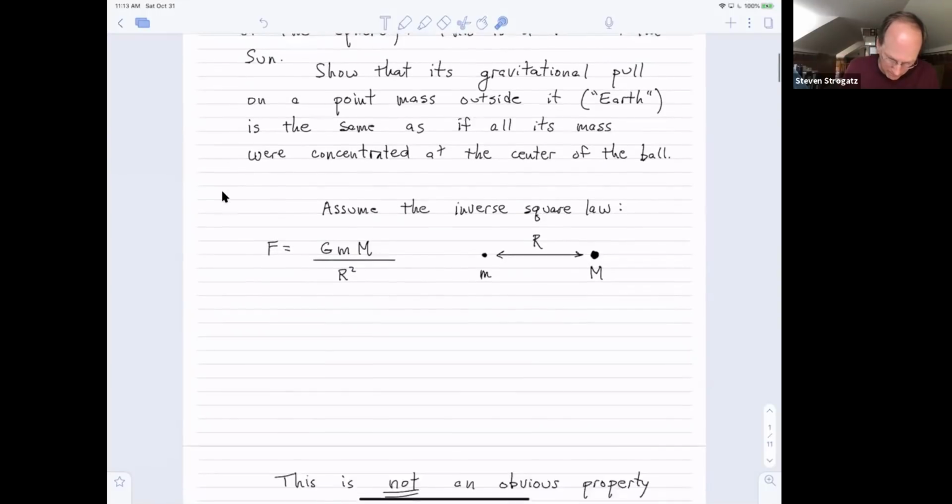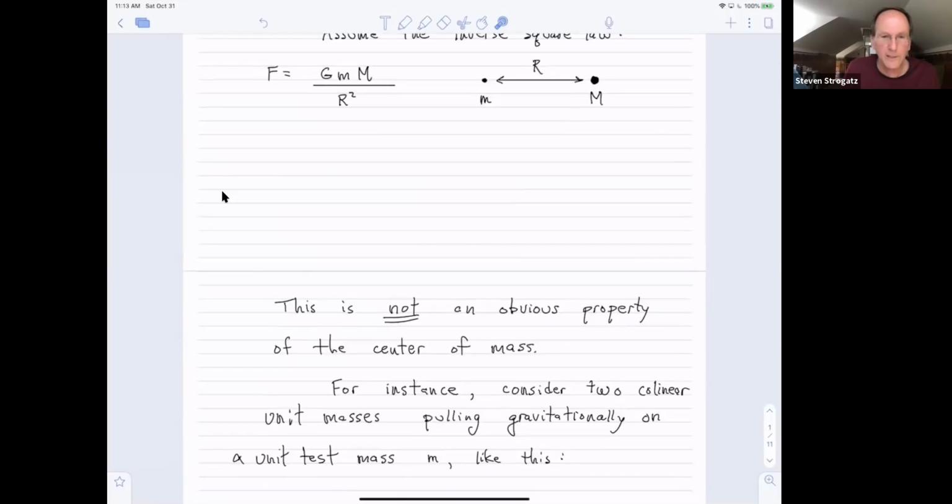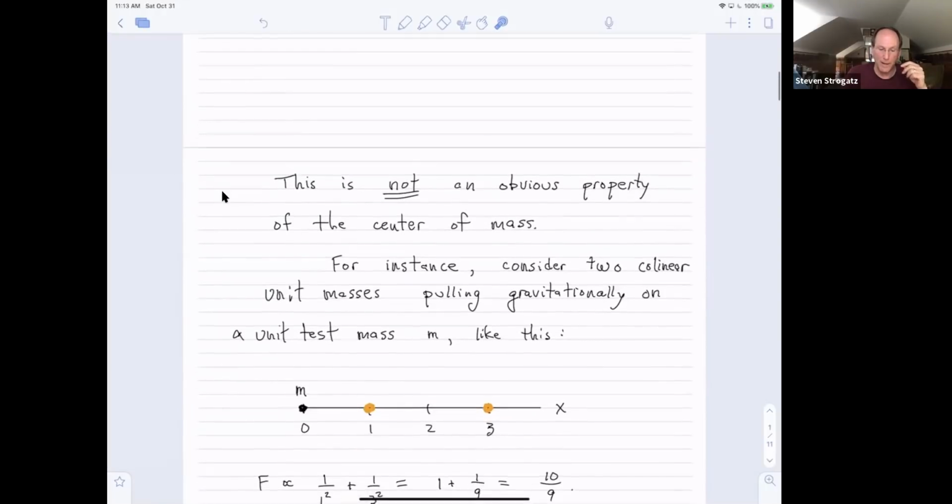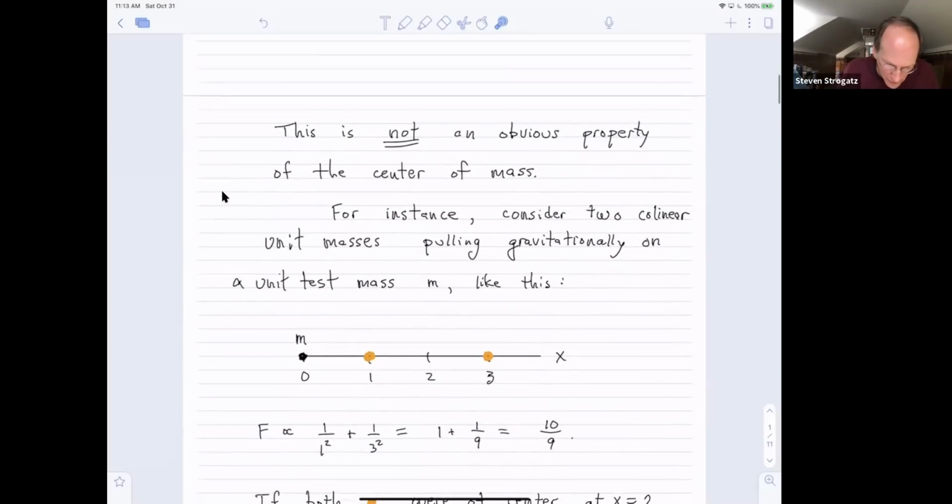Now, I just want to say that this idea that you can replace all the mass by putting it at the geometrical center of the configuration of all the little masses, in the case of the sun, at the center of the sphere, that's not an obvious property of center of mass. We talked about center of mass the other day in lecture, and you might think, well, of course, where else could the force act from if not the center? But that's just wrong intuition.